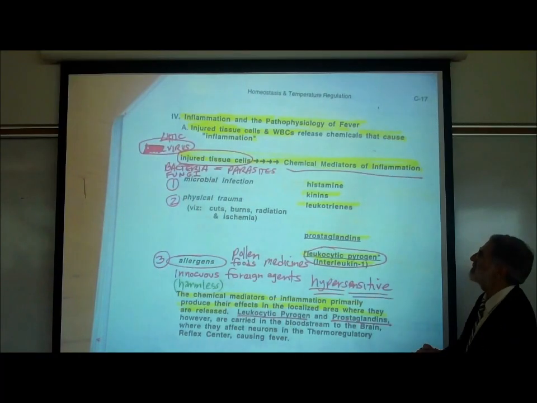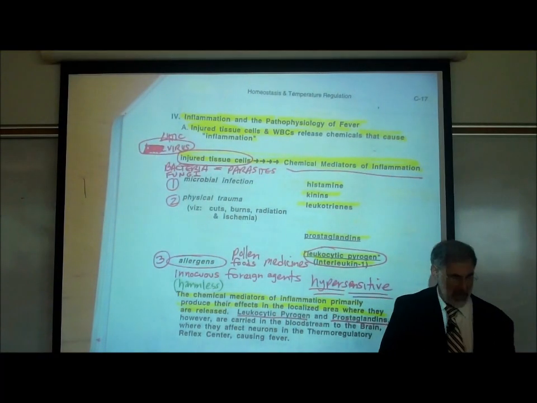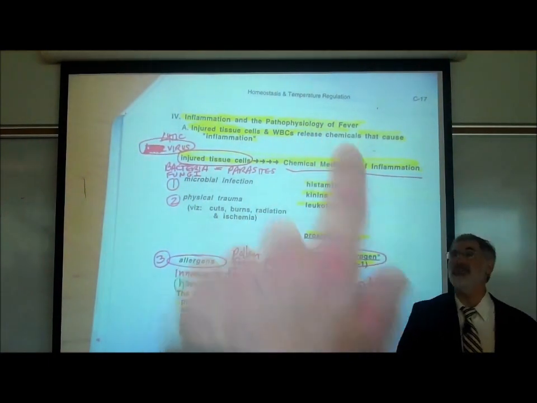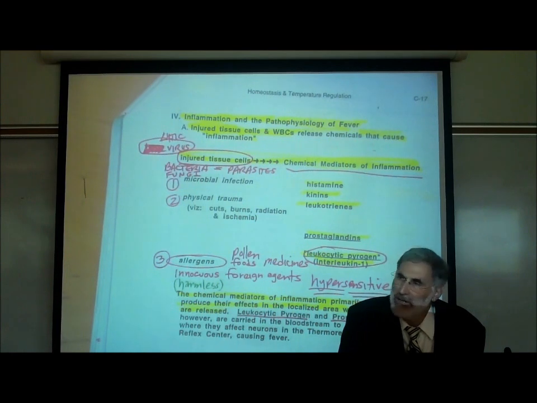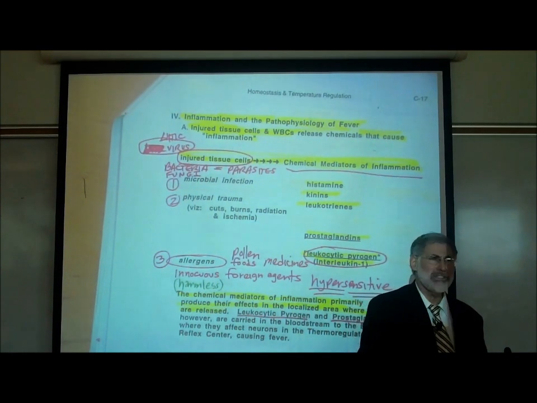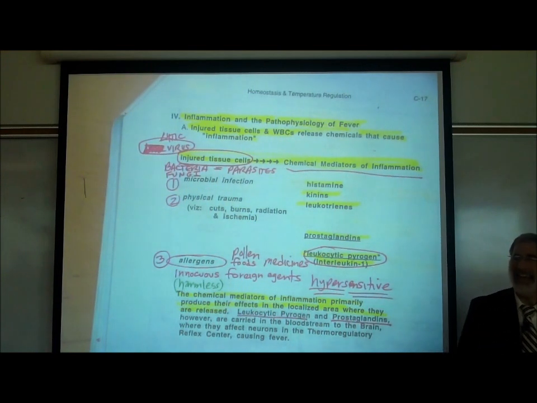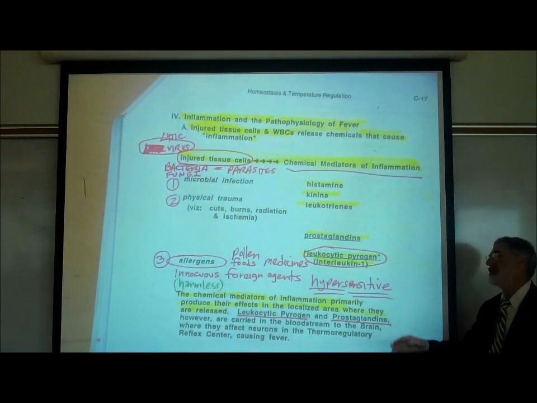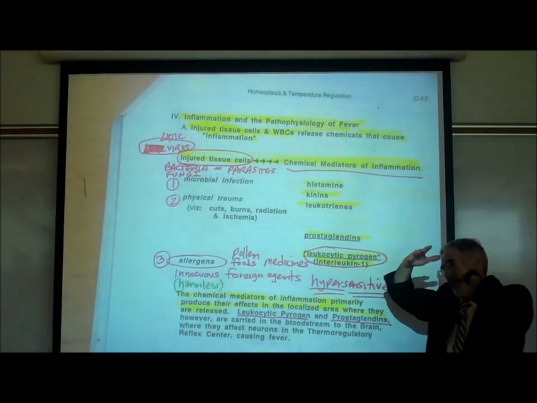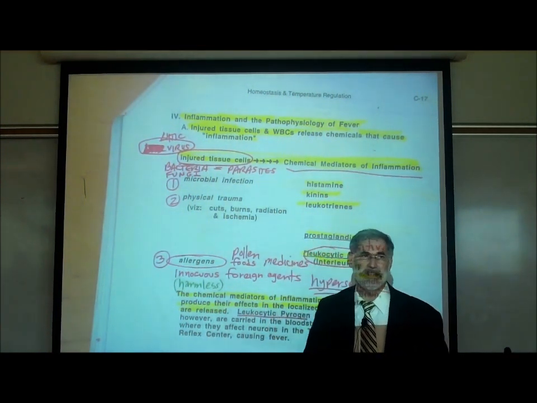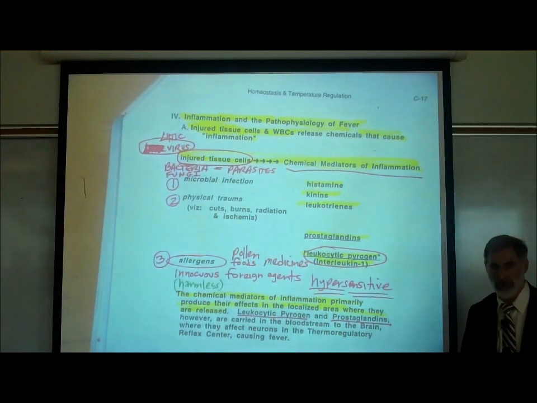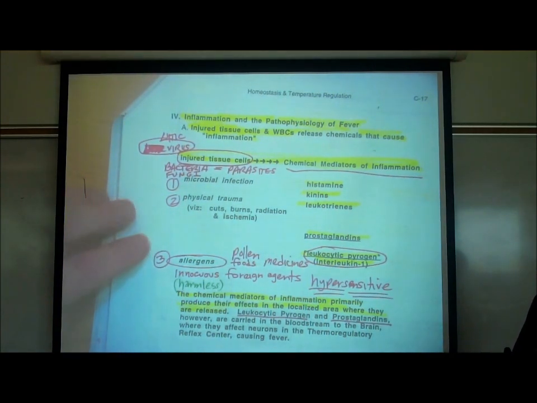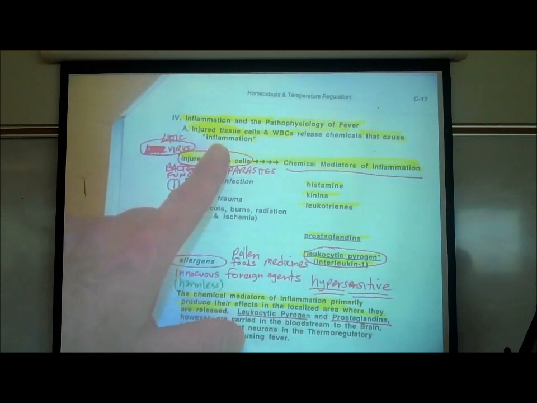So we're going to take up the subject of inflammation and the pathophysiology of fever. We've all had a fever. That's when our body temperature becomes higher than normal. What's going on? How did that happen? Well, we're going to use our paradigm of this homeostatic control mechanism and negative feedback response to understand how fever works. Before we get to fever, though, let's talk a little bit in broader terms about inflammation.